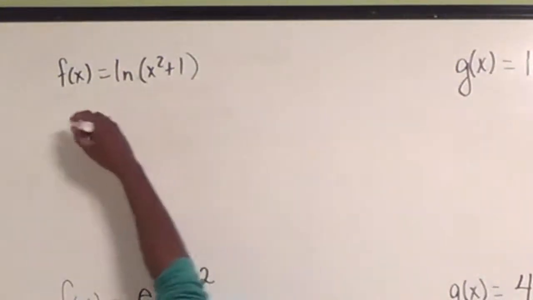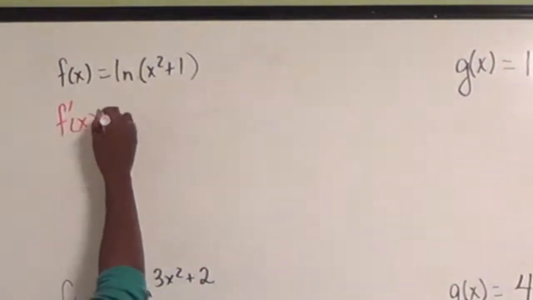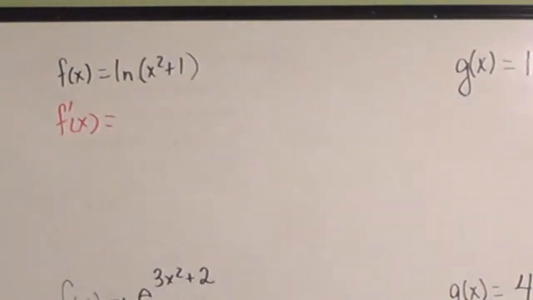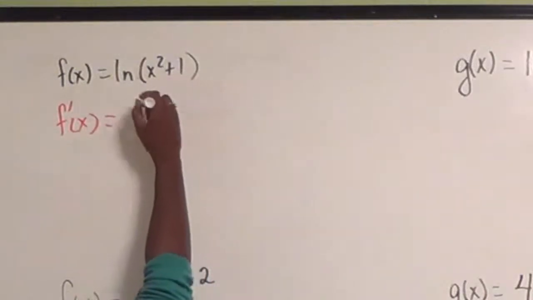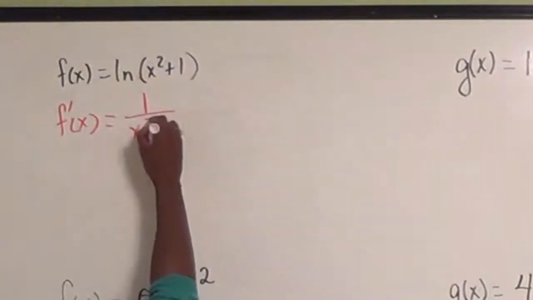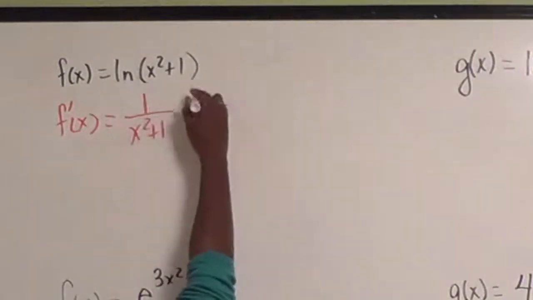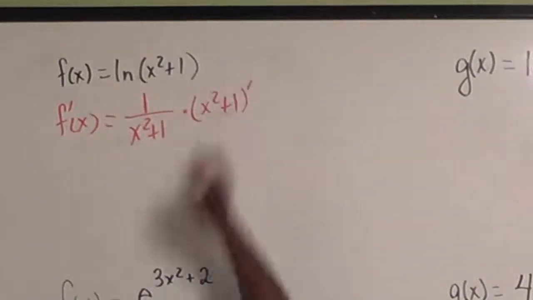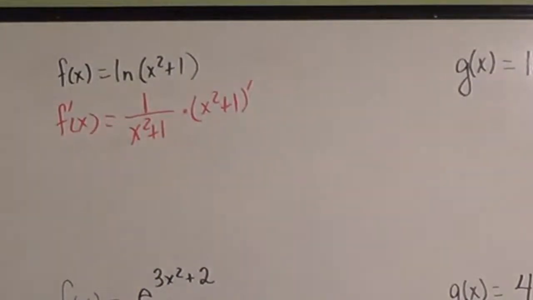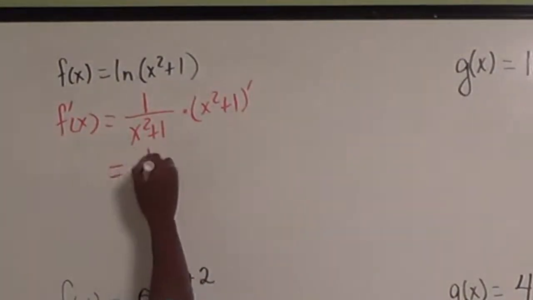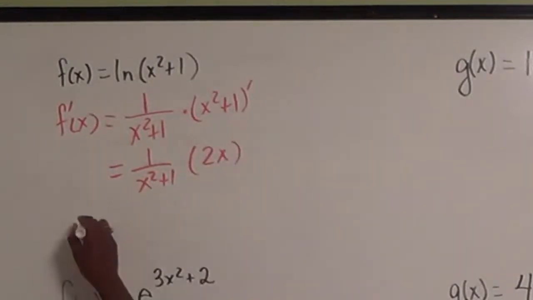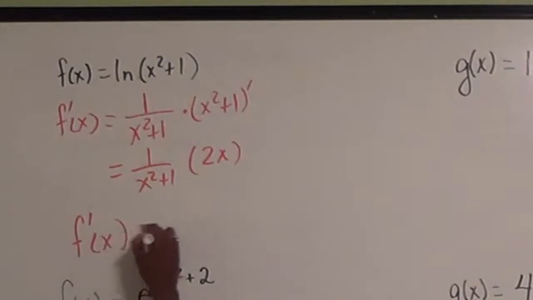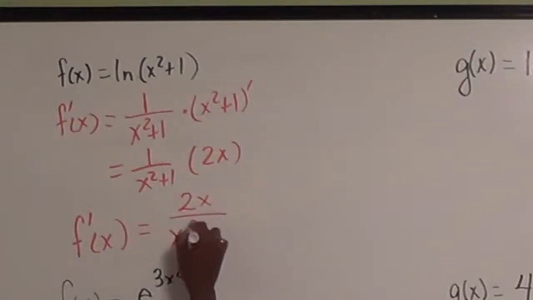Okay. So in this case, using our chain rule, we apply the derivative of the natural log first, and then worry about the derivative of the inside. So our natural log of anything, u, says it's going to be 1 over that u times the derivative of u. Okay. So in this case, we'll go ahead and take that derivative, which is just 2x. So our f prime of x looks like 2x over x squared plus 1.